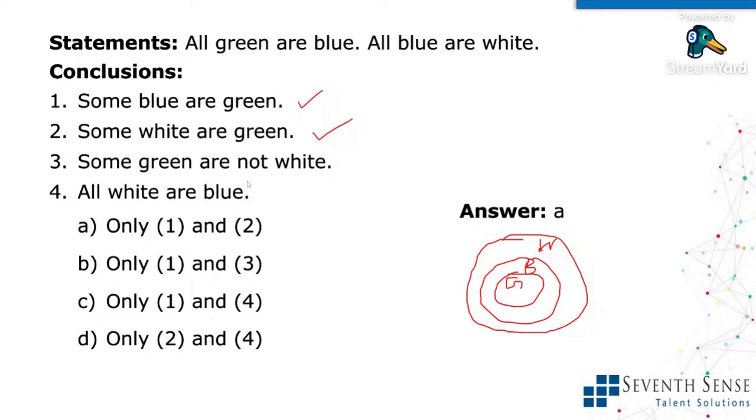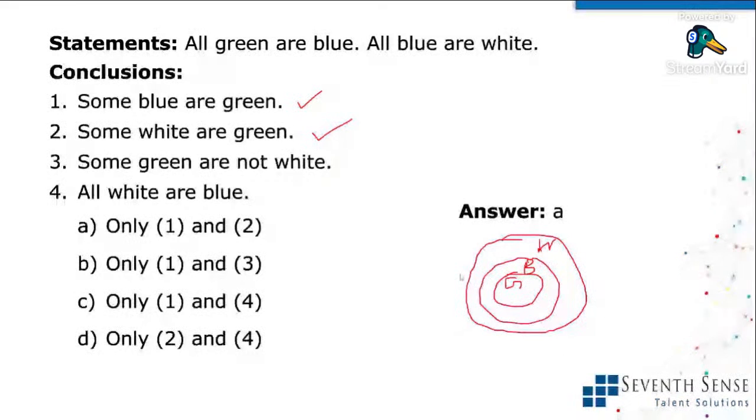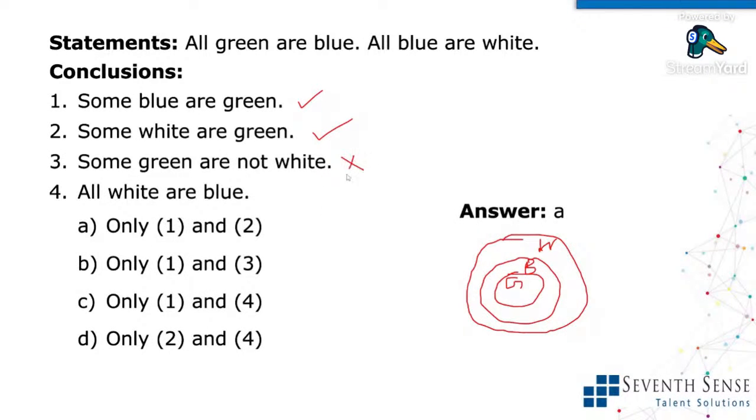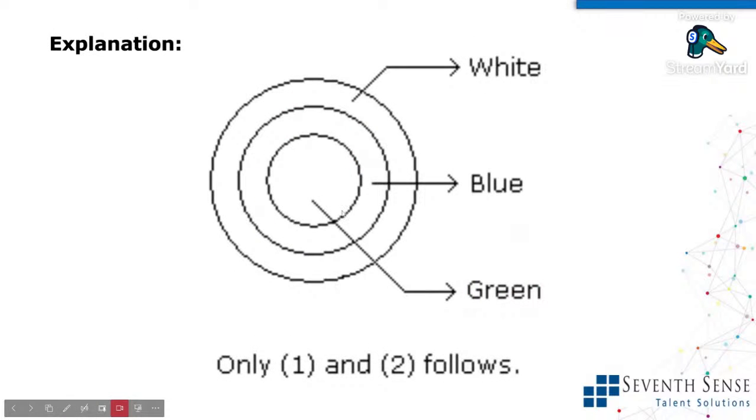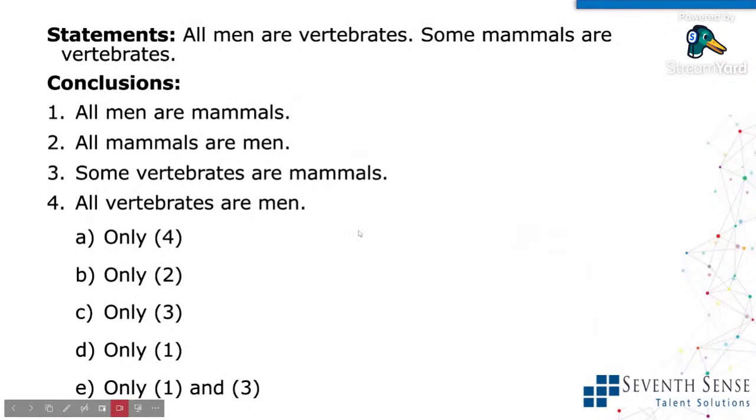Some green are not white. No, it is not at all because all green are white. Correct. So that option is wrong. All white are blue. No, only some white are blue. Same thing. So your correct answer is option A. Okay. So this is how we are going to solve this. Now this would be the diagram. Now try to answer this.